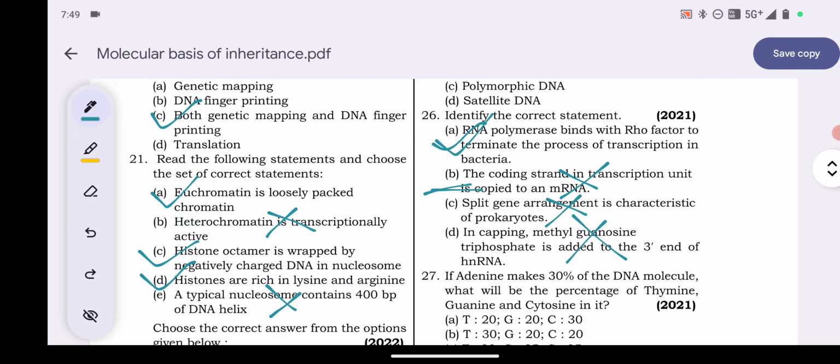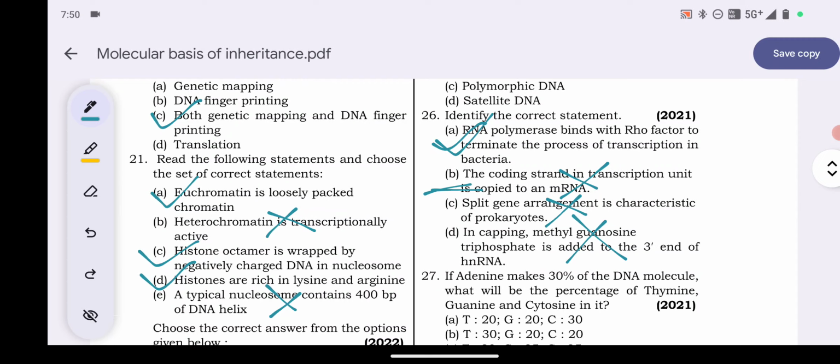Why is statement B wrong? See, option B is incorrect because the non-coding or template strand is copied to an mRNA, the non-coding strand. Here, coding was given, so the statement became wrong. Option C is incorrect because split gene arrangement is characteristic of eukaryotes, not prokaryotes. And what is a split gene? A split gene is an arrangement where coding genes are interrupted by non-coding sequences. That is called a split gene.